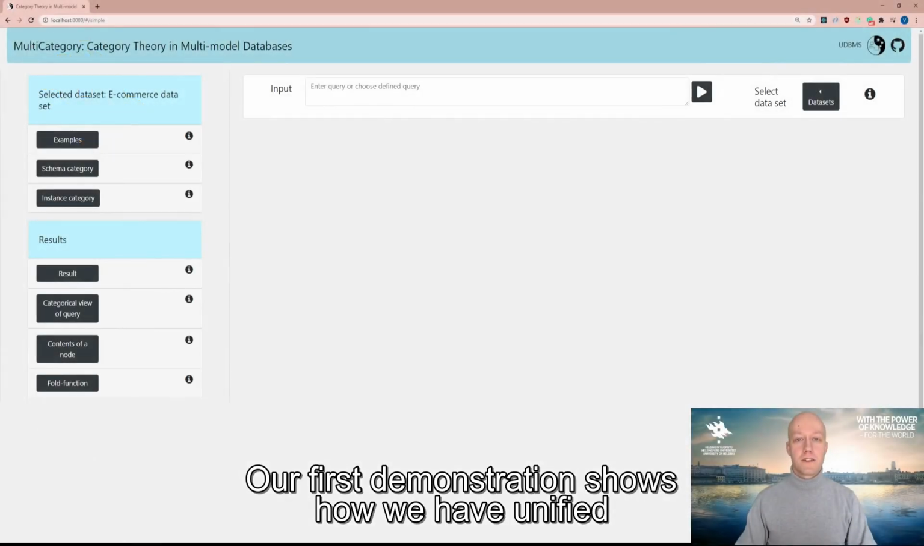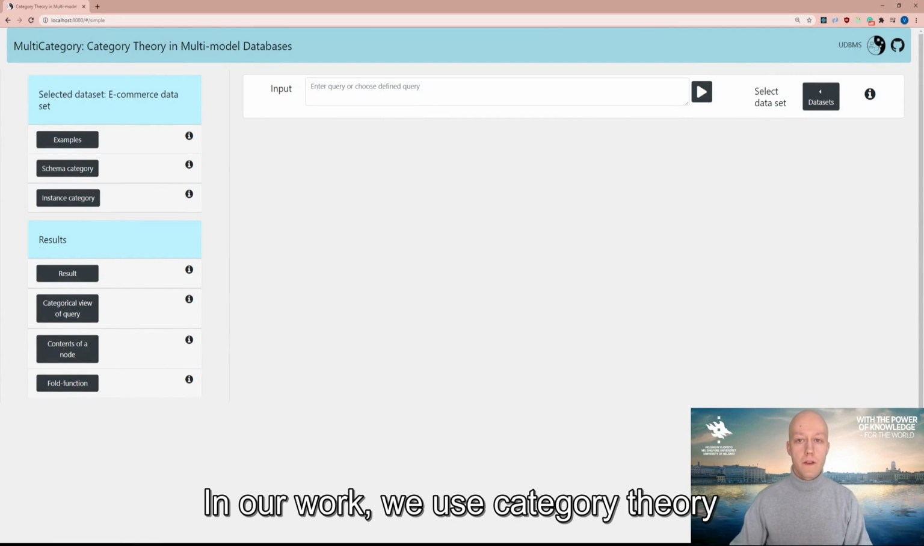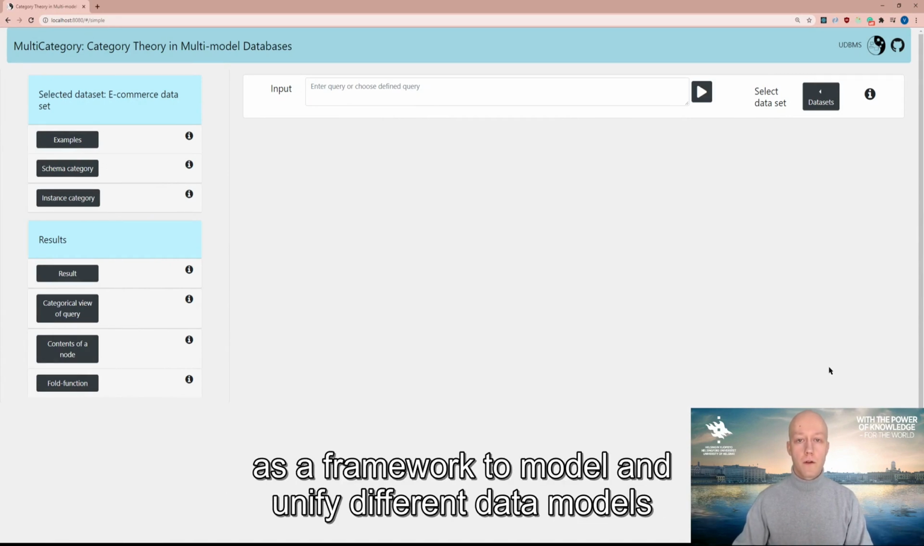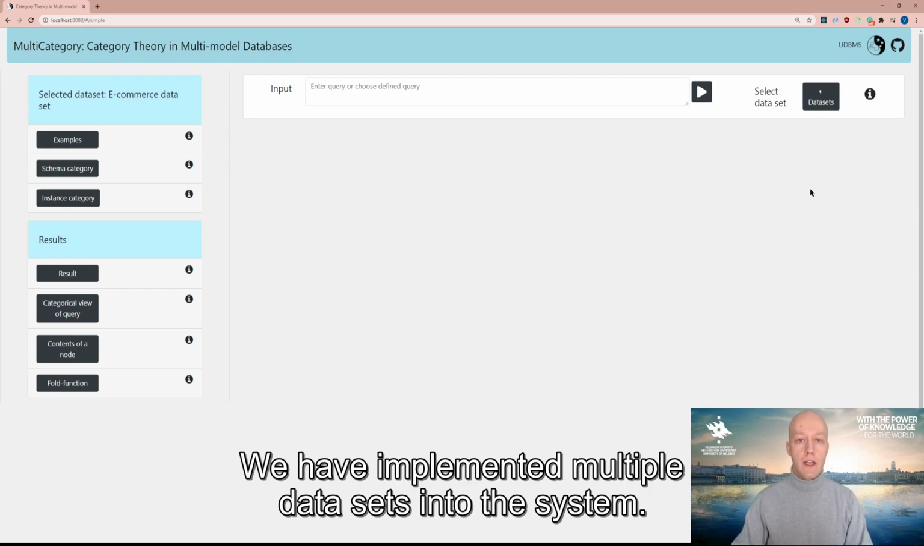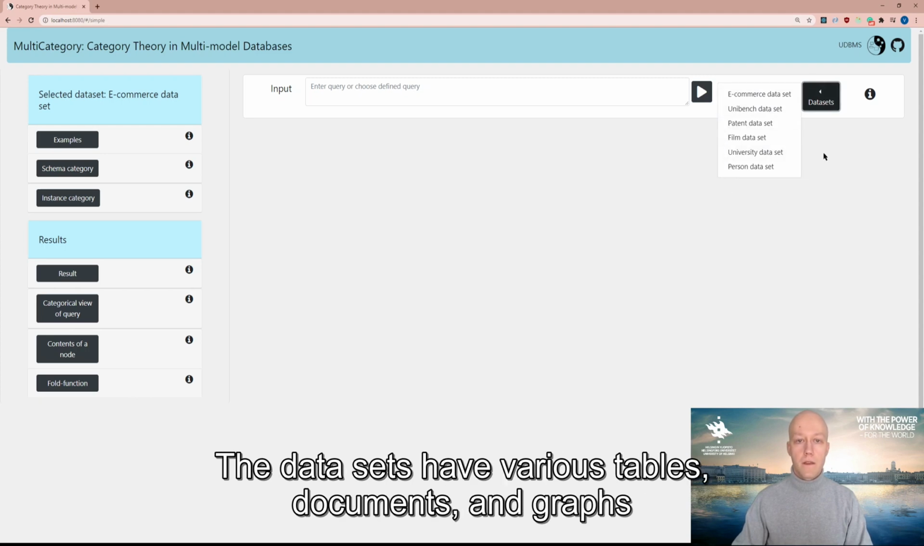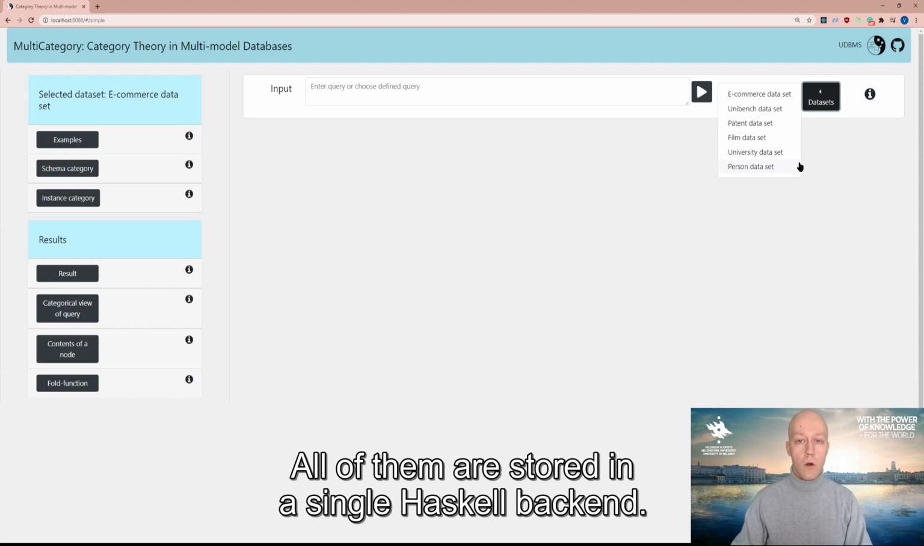Our first demonstration shows how we have unified the graph, relational, and hierarchical models. In our work, we use category theory as a framework to model and unify different data models to create a theoretical foundation for a multimodal database. We have implemented multiple datasets into the system. The datasets have various tables, documents, and graphs following relational, XML, JSON, property graph, and RDF graph models. All of them are stored in a single Haskell backend.